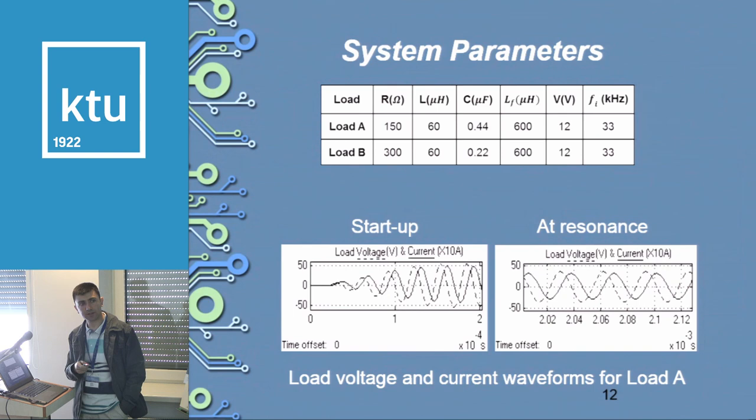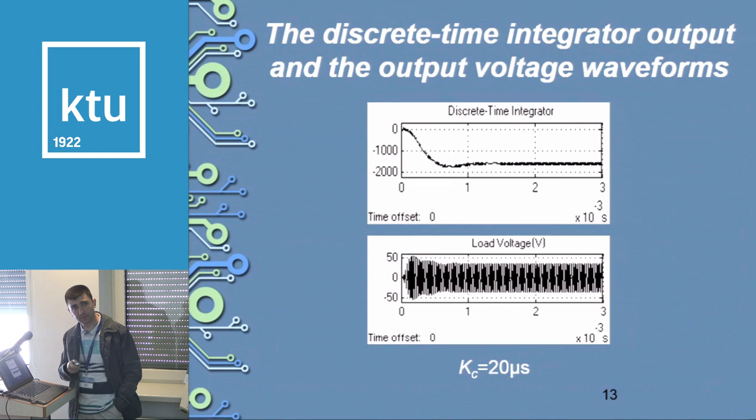Here, this is the startup condition of our proposed study, and it starts the same, but after that the load current and voltage phase difference is 90 degrees. It is caught. It is seen after a bit of time later. This is the discrete time integrator output signal, and the load voltage starts the conditions at this point, 1 millisecond.